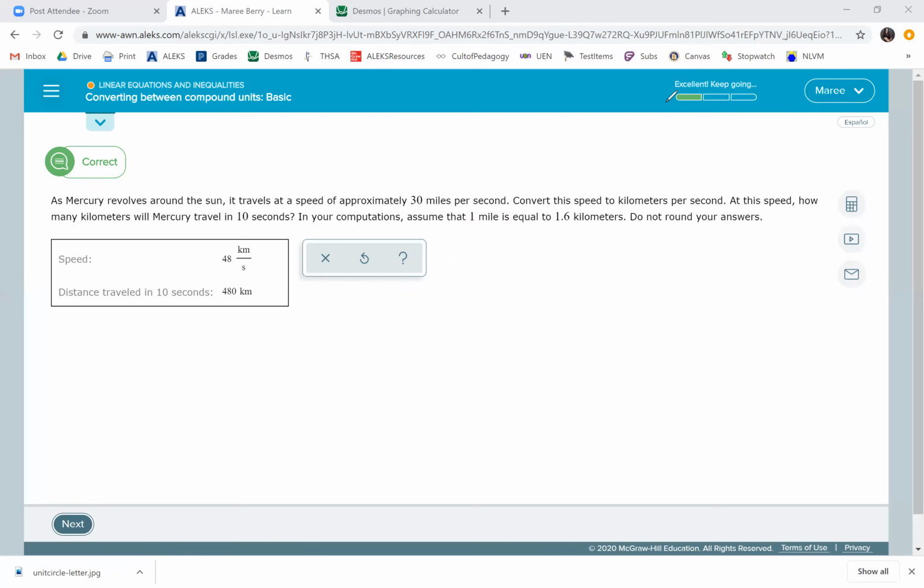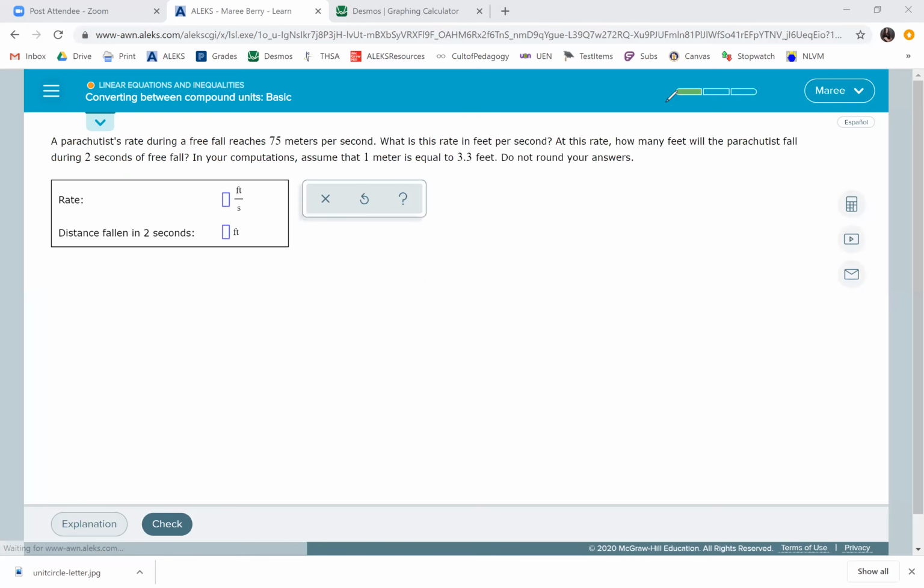Okay, next one. A parachutist's rate during free fall reaches 75 meters per second. What is the rate in feet per second? At this rate, how many feet will the parachutist fall during 2 seconds of free fall? In your computation, assume that 1 meter is 3.3 feet. Oops, I forgot to write feet.